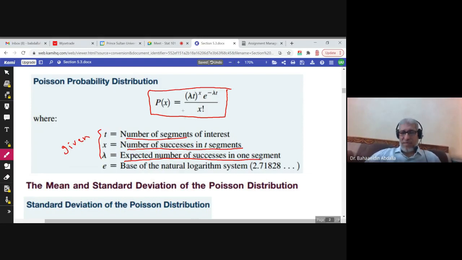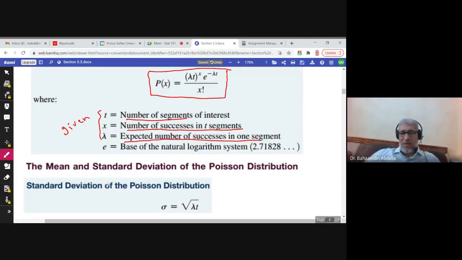If you know lambda, T and X, you can use this formula. Lambda times T, which is the mean, you raise it to the power X, and then you divide by X factorial, and then you multiply this by e to the power negative lambda T.